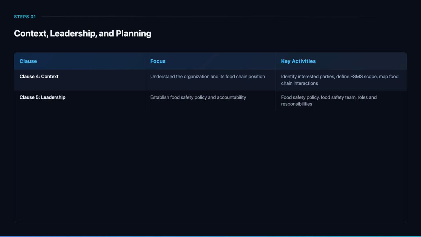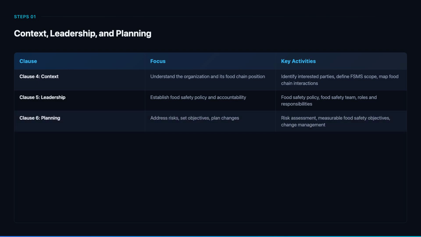Clause 5 establishes leadership commitment. Top management must set the food safety policy, appoint a food safety team leader, and ensure adequate resources. The food safety policy must be appropriate to your role in the food chain and communicate your commitment to meeting regulatory and customer requirements. Clause 6 covers planning. Identify risks and opportunities that could affect the FSMS, set measurable food safety objectives, and plan how to achieve them. Any changes to products, processes, or equipment must be planned and managed to prevent introducing new food safety hazards.